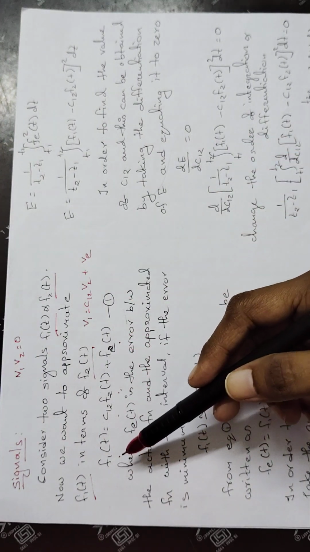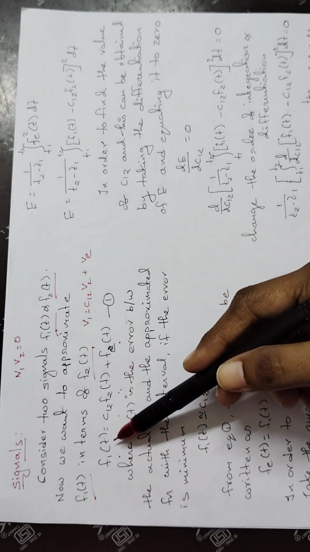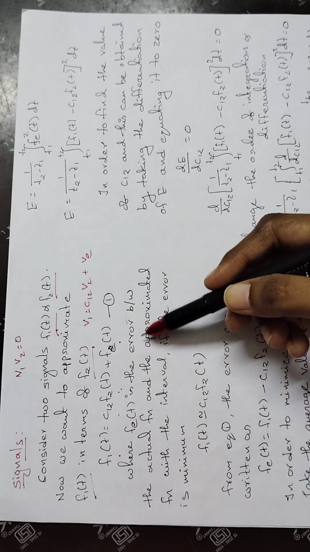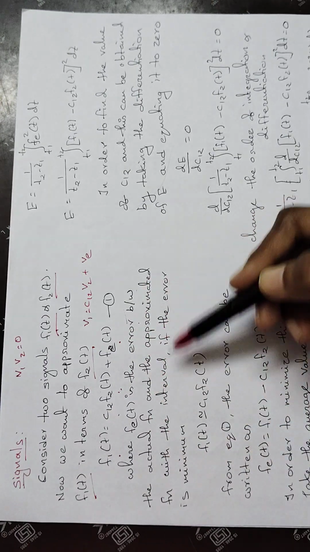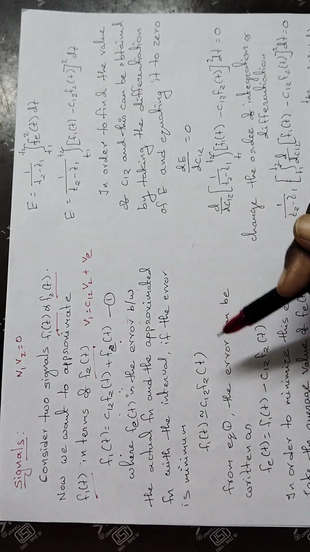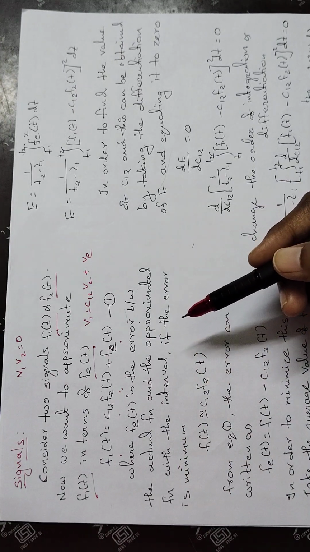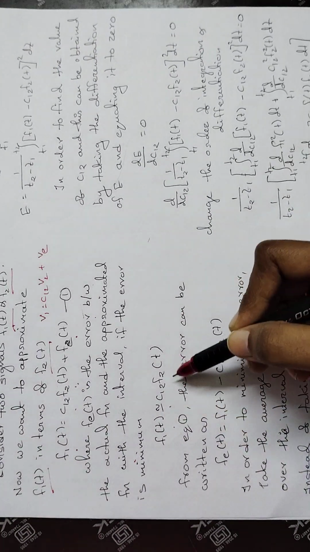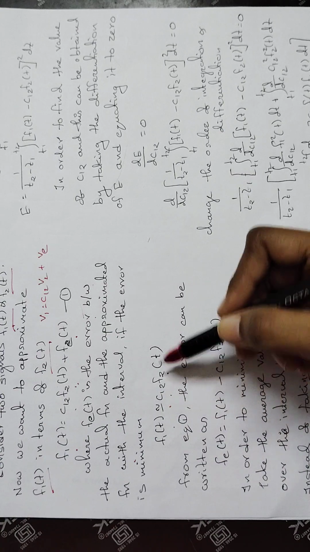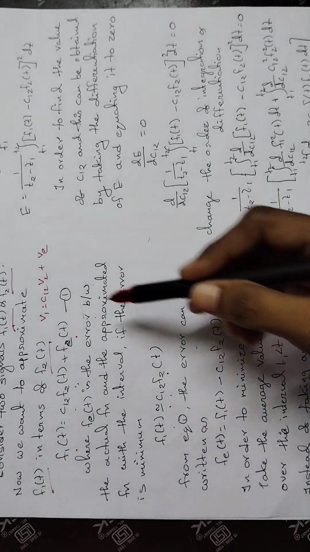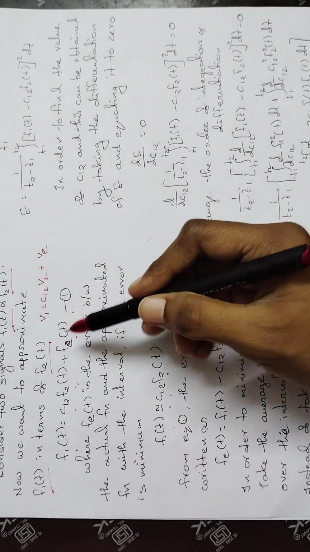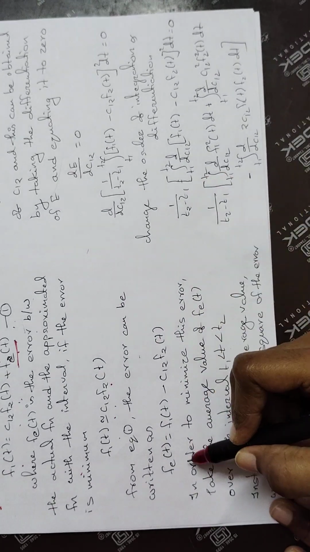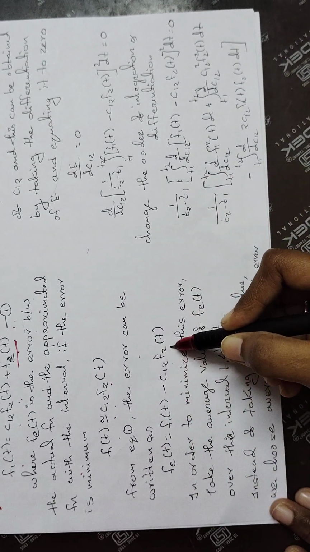That is nothing but f1(t) is approximately equal to c12 f2(t) plus fe(t). Here fe(t) is nothing but the error between the actual function and the approximation function within the interval. So when the error is minimized, f1(t) is approximately c12 f2(t). With this equation, the error can be written as, from equation 1, fe(t) is equal to f1(t) minus c12 f2(t).